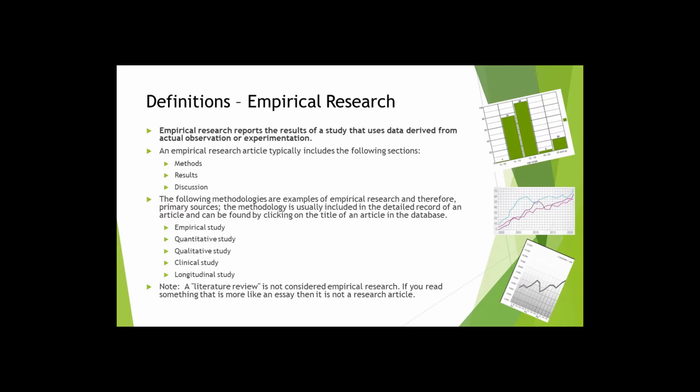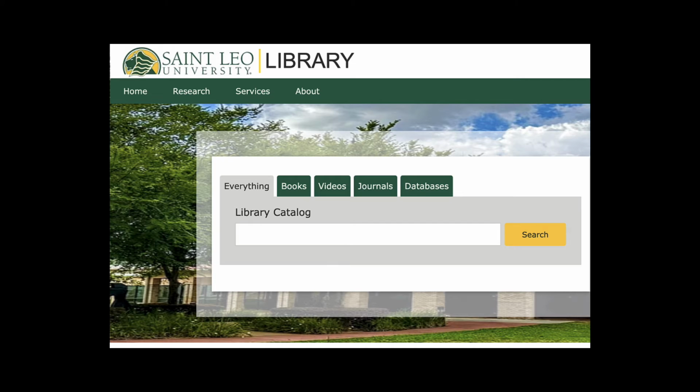Peer-reviewed articles can also be more like an essay with a discussion of a topic or a new theory. These articles are not empirical and do not contain original research. If you are not sure if you have found an empirical research article for an assignment, contact a librarian or your professor. The easiest way to find empirical articles is to use the library databases.